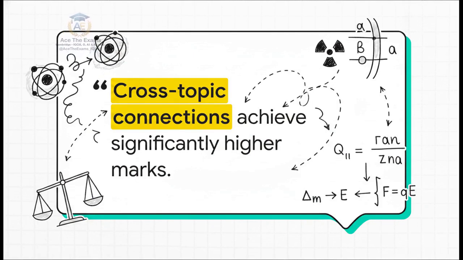See, radioactive decay doesn't just exist in a vacuum. The documentation clearly shows that linking this equation to other areas of your syllabus is the secret key to unlocking those higher grade brackets. For example, linking how the energy released during decay connects to mass defect, or how the properties of alpha, beta, or gamma radiation connect to electric and magnetic fields. Doing that signals to the examiner that you have a master-level grasp of the subject.